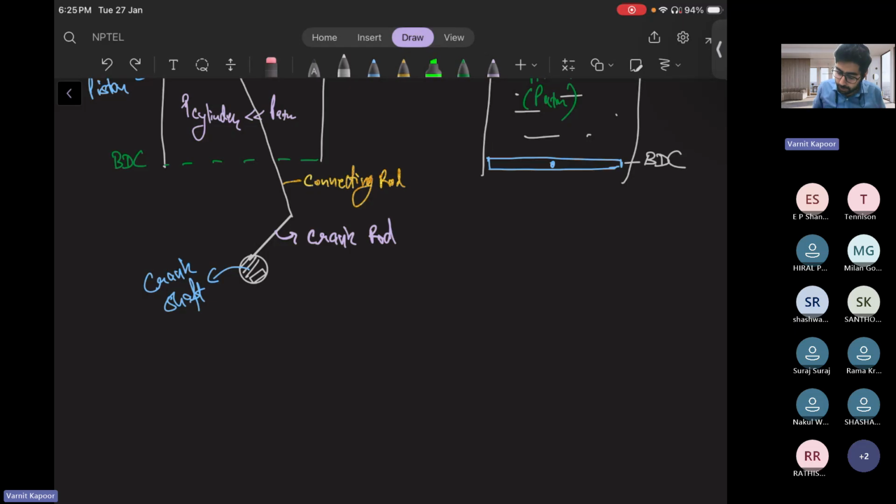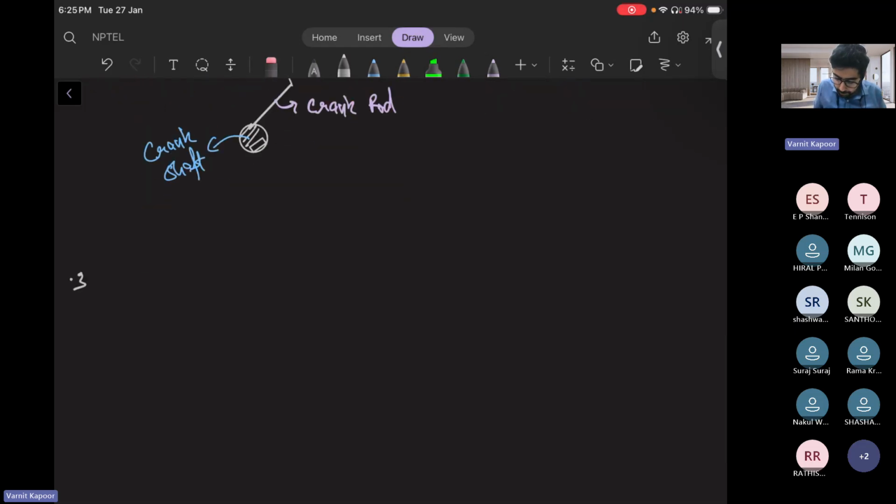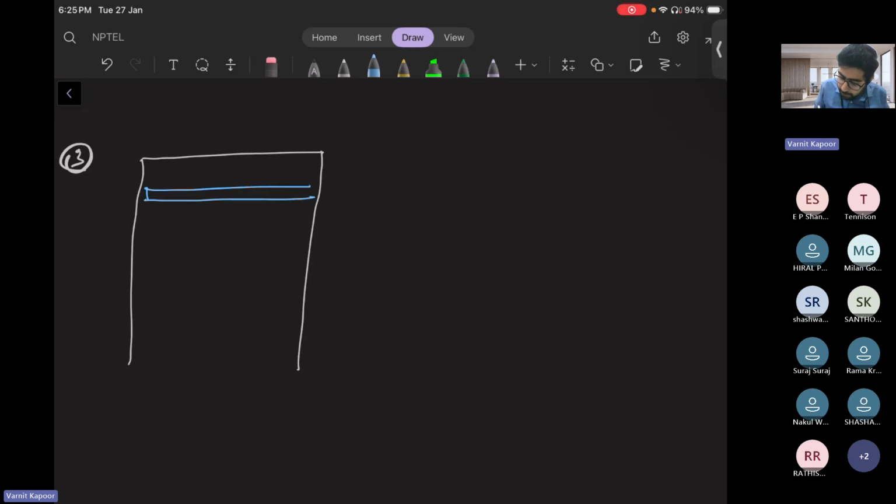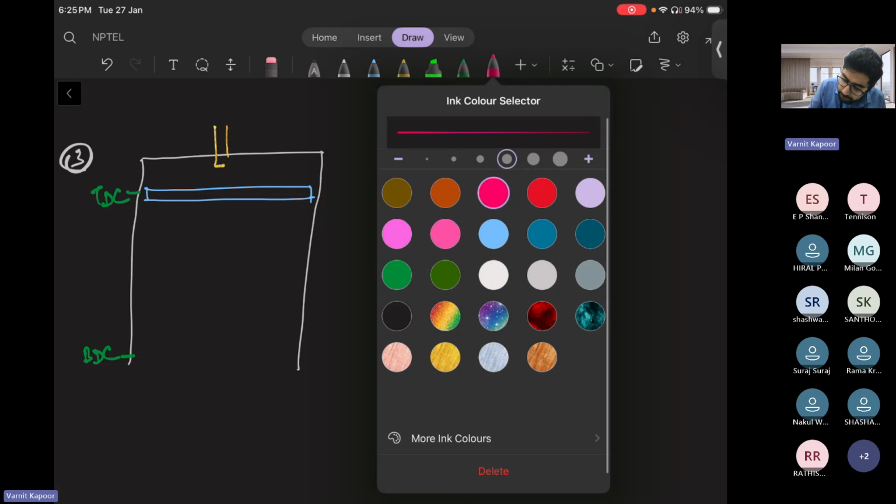Okay. So now what happens? Third figure, let me draw. Now your piston will move from bottom dead center to top dead center. What is compression ratio? I'll tell, don't worry. We'll come to all of these things. Compression ratio, everything. Don't worry. Okay. And this was your spark plug. Okay. And this is your compression stroke. Compression.